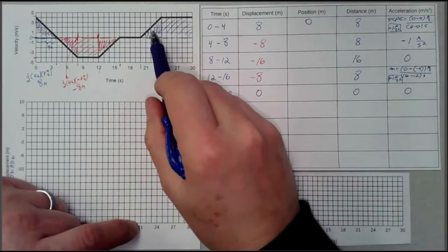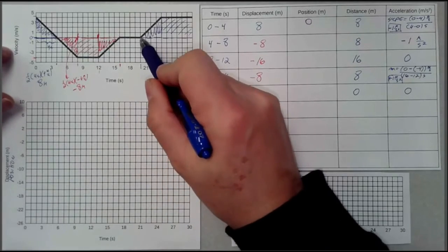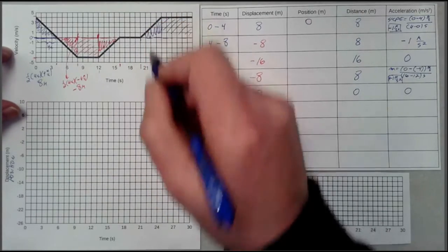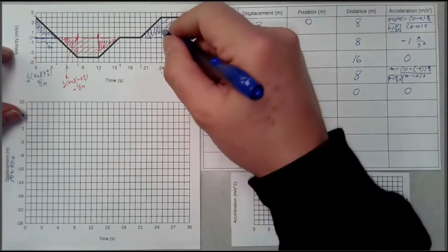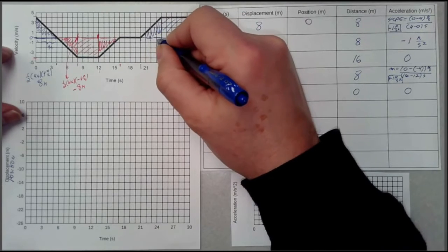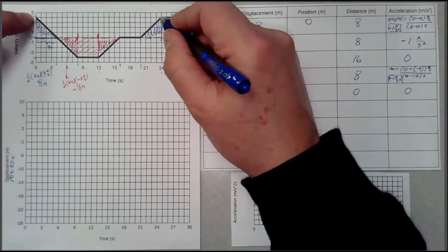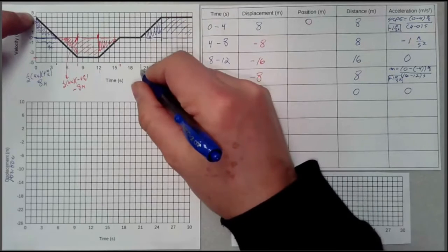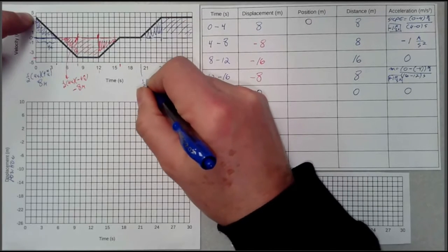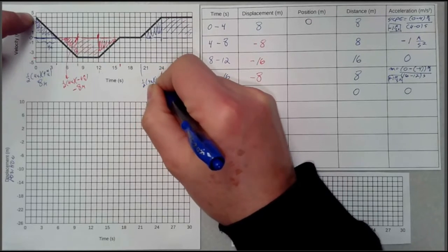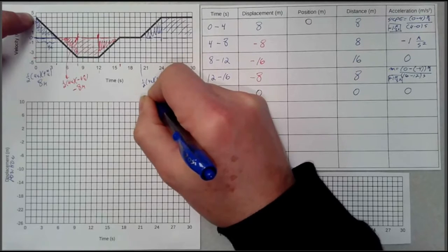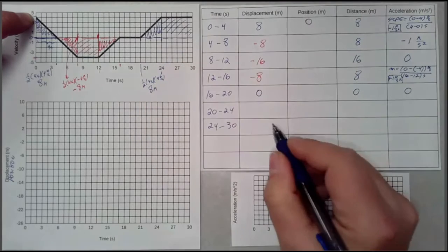And then let's do these areas first. So this base of this triangle right here, this is from 20 to 24 seconds. This is 1, 2, 3, 4. That base is 4. Its height is positive 4. So this area over here is 1/2 times 4 seconds times positive 4. That'll be a positive 8.